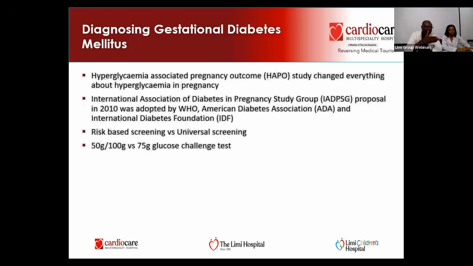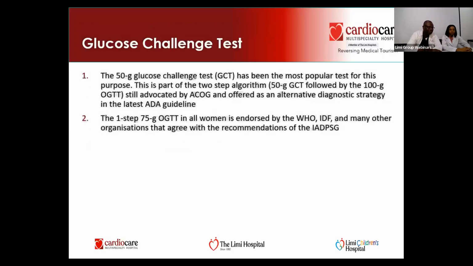So now, we left the risk screening and universal screening, not what you used to do before, whereby you do the two-step, 50 gram, 100 gram, and stress the patient. Now it is the simple glucose challenge test, the 75 gram OGTT. Some people still do the old approach, like the American Congress of OBGYN, but we don't do that again. We do the simple one-step 75 gram OGTT in this patient, and it has been endorsed by WHO, IDF, and every other body.